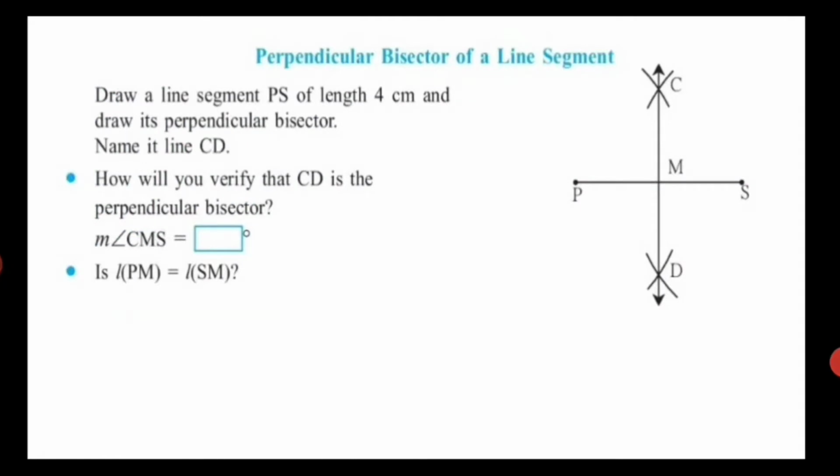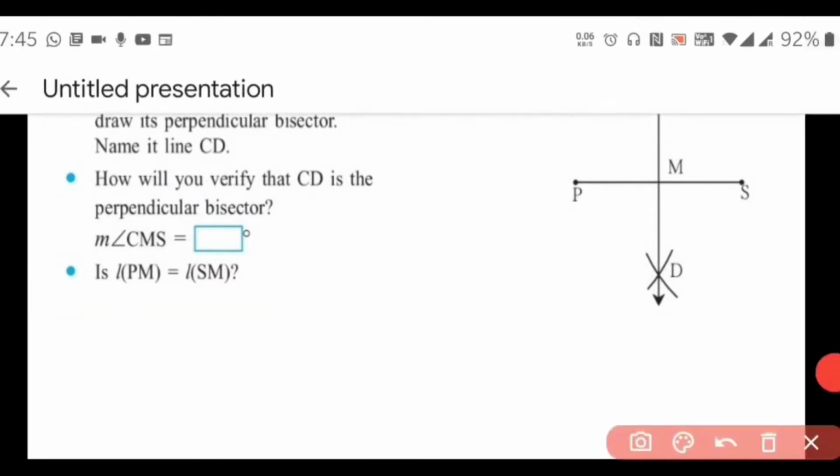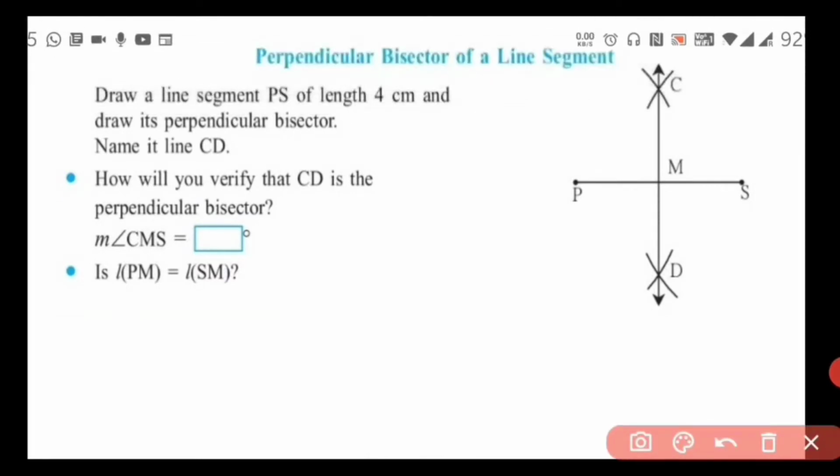Perpendicular bisector of line segment. Here we can see a line segment. Draw a line segment PS of length 4 cm. This PS is of 4 cm. And draw perpendicular bisector. Name it line CD. This line CD is a perpendicular bisector of segment PS. So how will you verify that CD is perpendicular bisector or not?